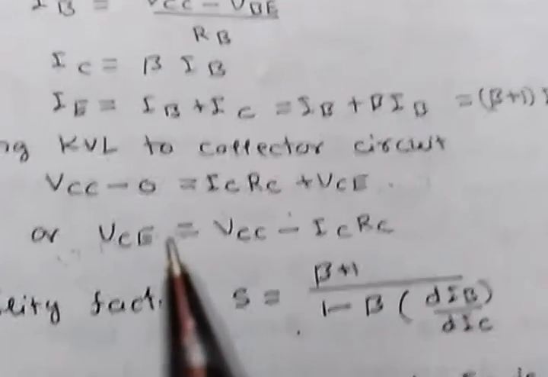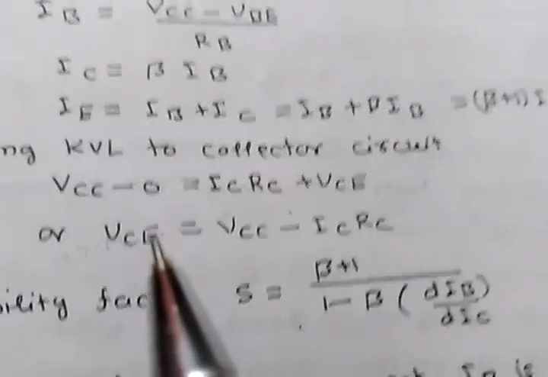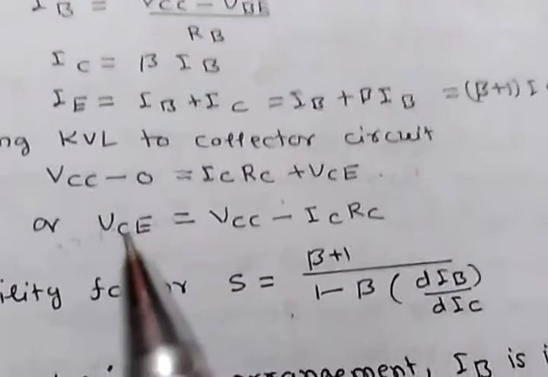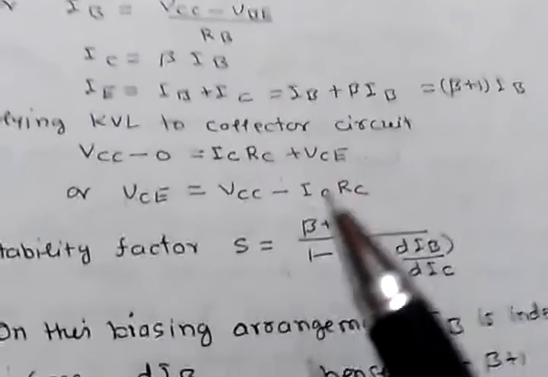It means the operating point, which is the zero signal collector current and collector to emitter voltage, we can calculate using KVL at the input side, base side and collector side.